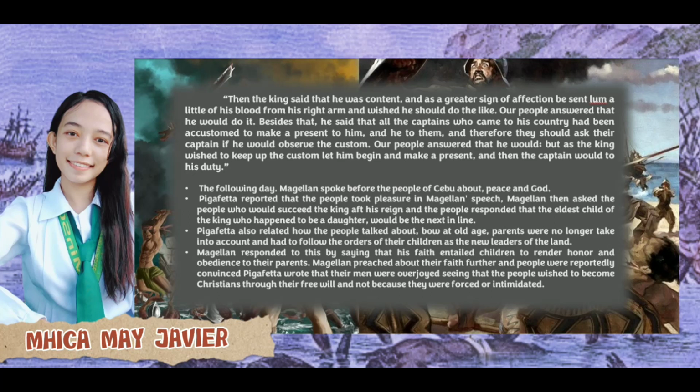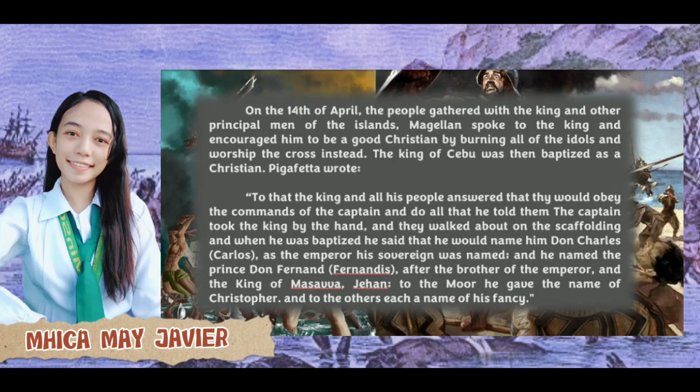Pigafetta wrote that their men were overjoyed seeing that the people wished to become Christians through their free will and not because they were forced or intimidated. On the 14th of April, the people gathered with the king and the other principal men of the islands. Magellan spoke to the king and encouraged him to be a good Christian by burning all of the idols and worship the cross instead. The king of Cebu was then baptized as a Christian.